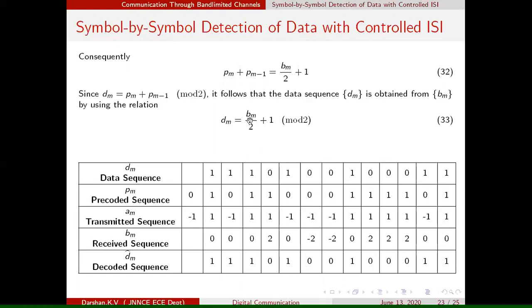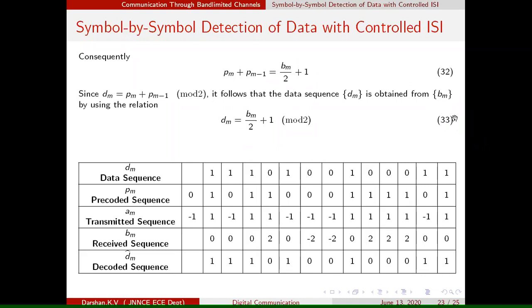Now, if you are having Bm with us, what is Bm? Bm is the received sequence. If you have the received sequence, you can get the original sequence as per equation number 33. The original data sequence itself you are getting from equation 33. So at the receiver we will make use of this particular equation.